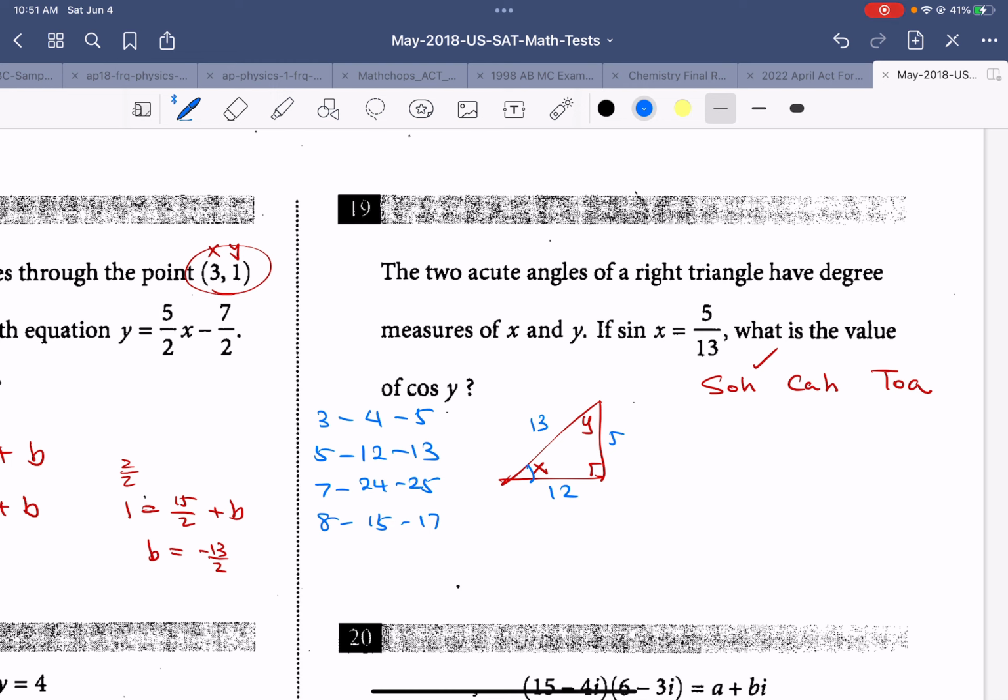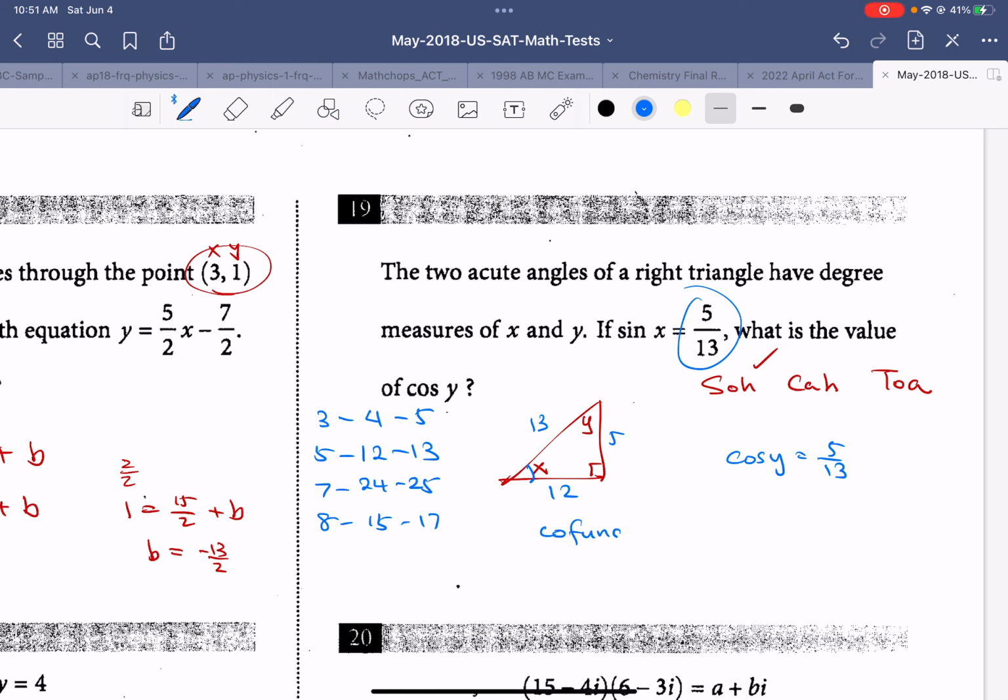Now, the question is, what is the cosine of y? Cosine of y, cosine is CAH, so adjacent over hypotenuse. Okay, one more time. Cosine y is adjacent over hypotenuse of this angle. So the answer is the same as sine x. So cosine y is just 5/13, which makes sense. We call that a cofunction.